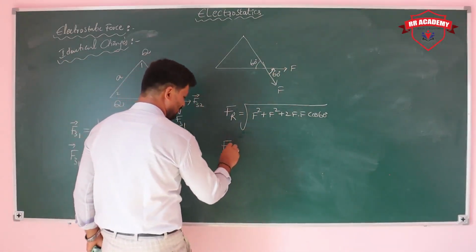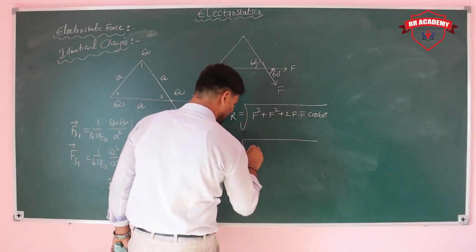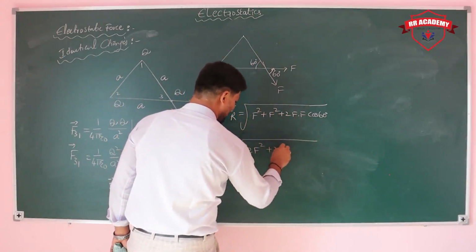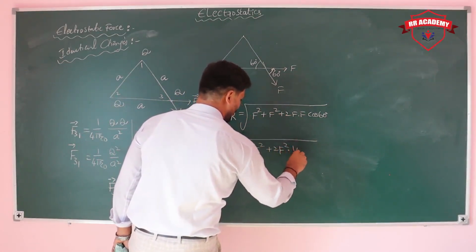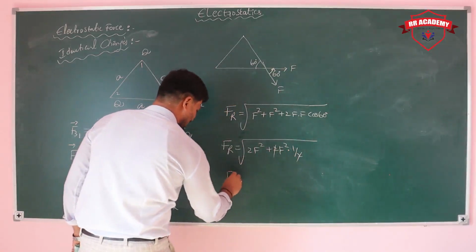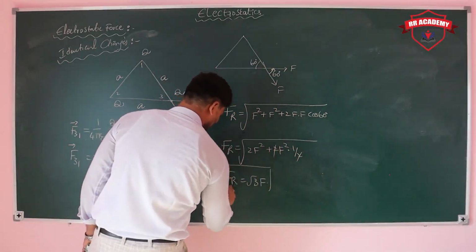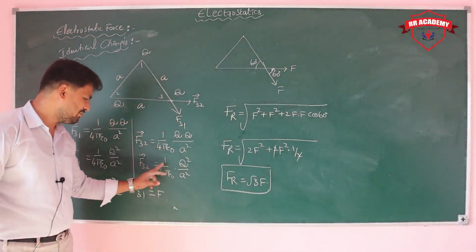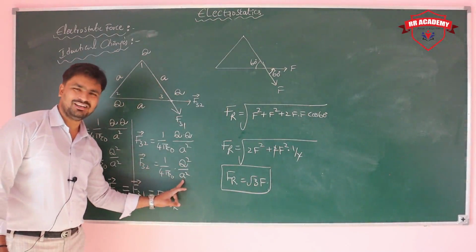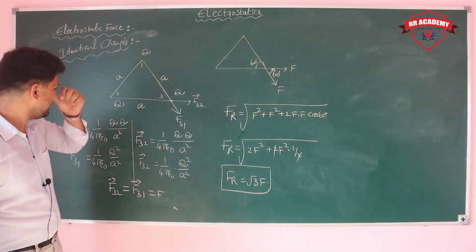Then the magnitude of the resultant vector you are getting is F square plus F square, 2F square, plus 2F square into cos 60. Cos 60 is how much? 1 by 2. The 2 cancels. Then finally the resultant force is root 3 F. What is the resultant force? Root 3 times F, where F is 1 by 4 pi epsilon Q square upon a square. So this is the force.